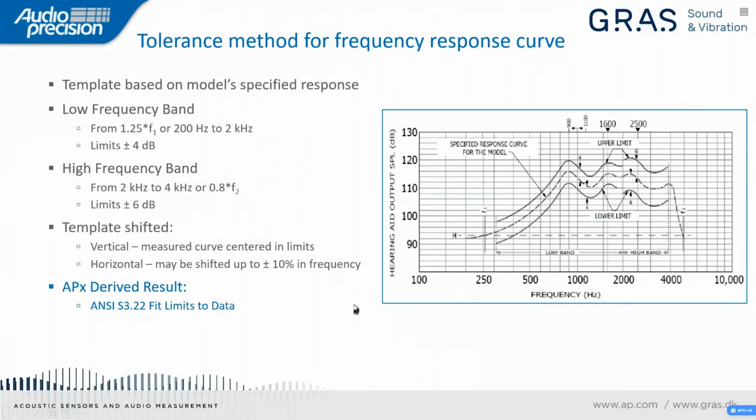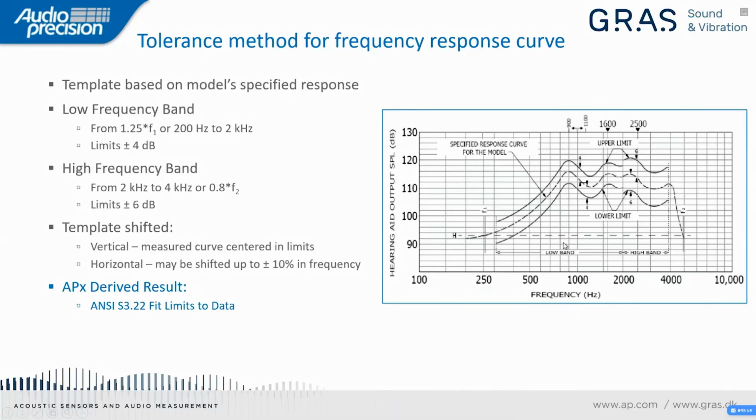Now for the basic frequency curve, the ANSI and IEC standards call out this tolerance method for the frequency response curve. This is a set of limits that are based on the model curve, or a curve for the specified model. So you provide a curve for the model and you construct the limits from that curve. How you do that is you split the frequency into two ranges, the low band here and the high band.